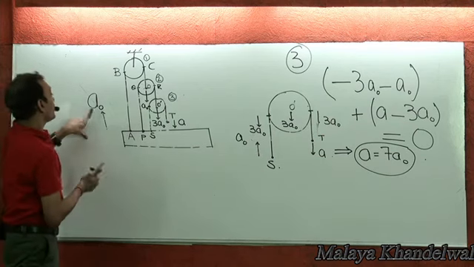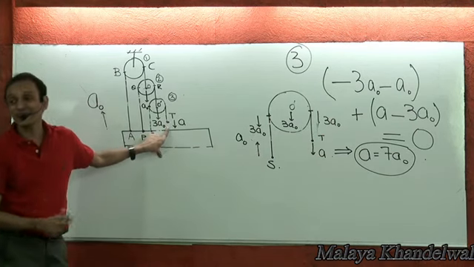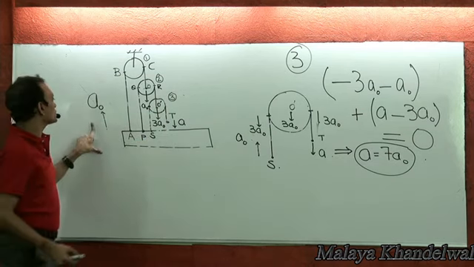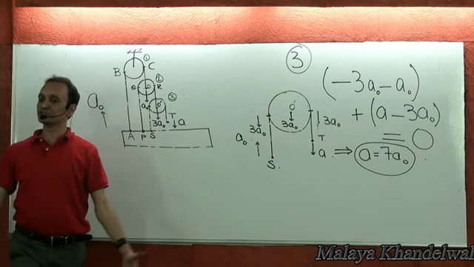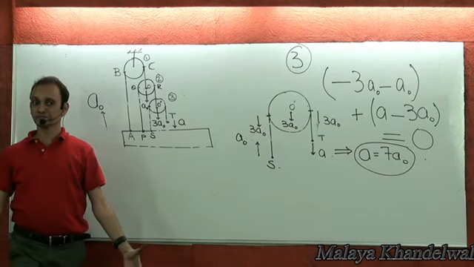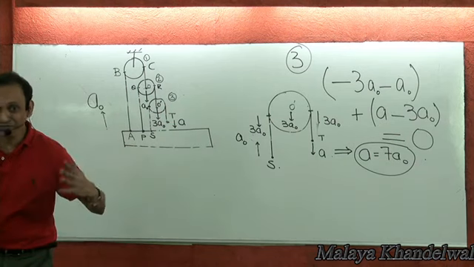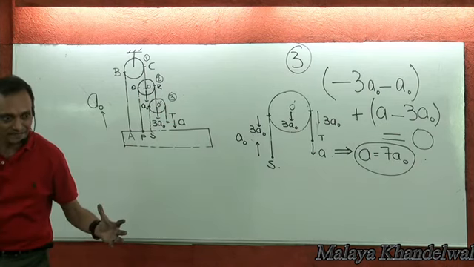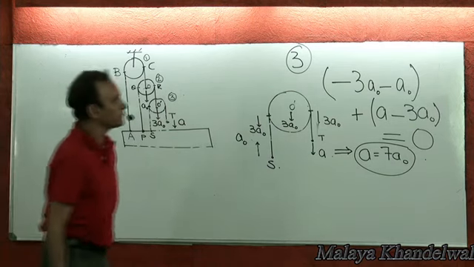Right? So if a naught was 1 meter per second, the acceleration of this end would be 7 meters. If this was 1 meter per second squared, this would be 7 meters per second squared downwards. By this time, you feel mentally comfortable with string constraints, right? You've assimilated the basic idea. Clear? No issues with this? Right?